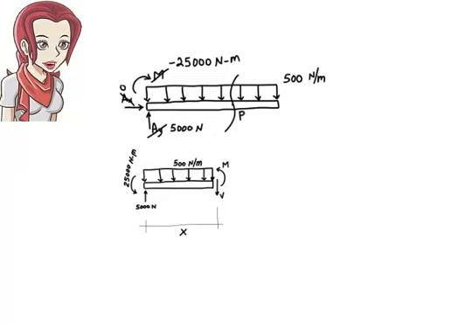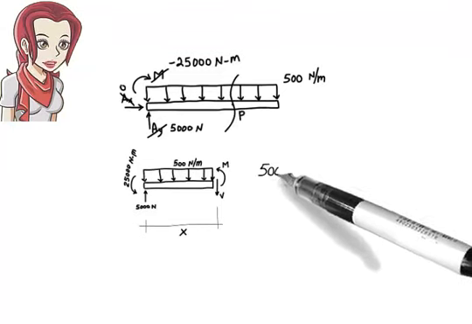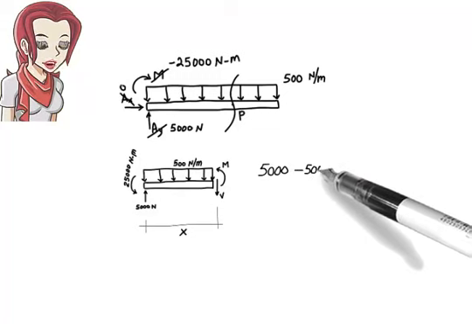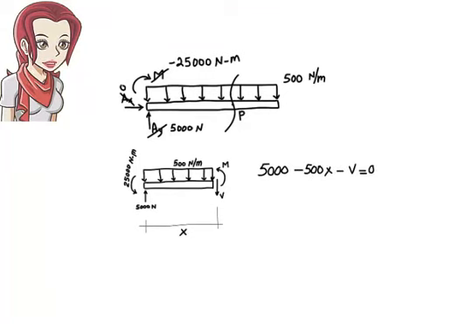We have the sum of the forces in the y direction must be 0. That is 5,000 minus 500x minus V equals 0. Here, 500x is the area of the distributed load applied to the segment. The rectangular load has a height of 500 and a base of x. Therefore, its area is 500 times x.